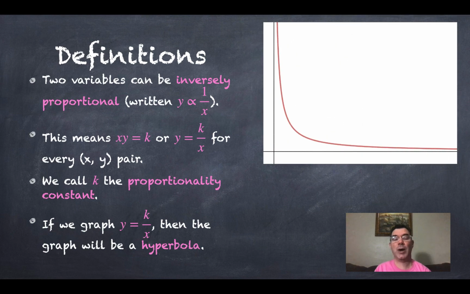And so if I graph y equals k over x, it's not going to look like a line like it did for direct variation. It's going to look like a hyperbola. That hyperbola is going to have both a vertical asymptote and a horizontal asymptote.